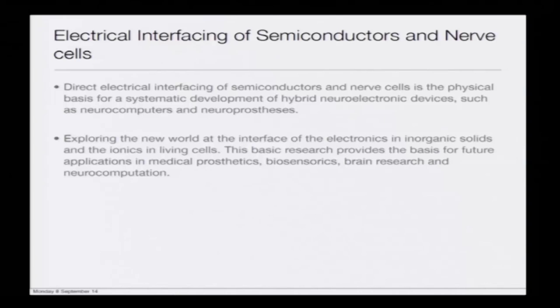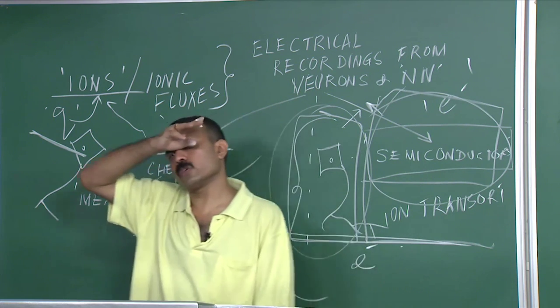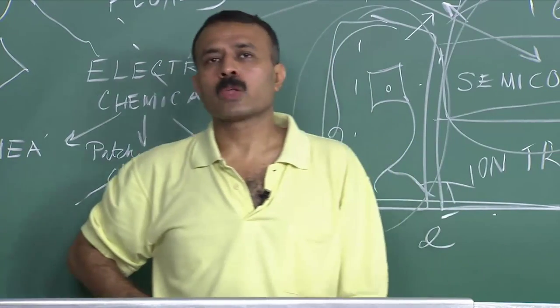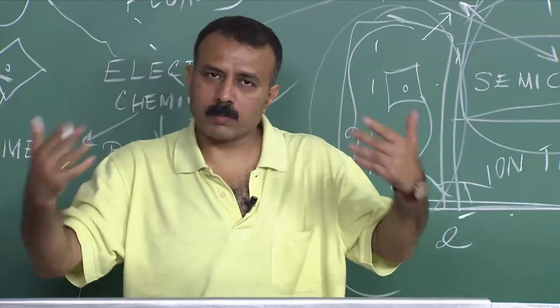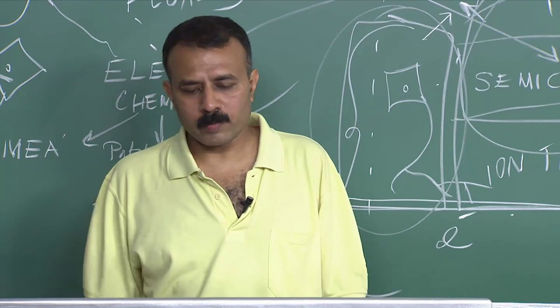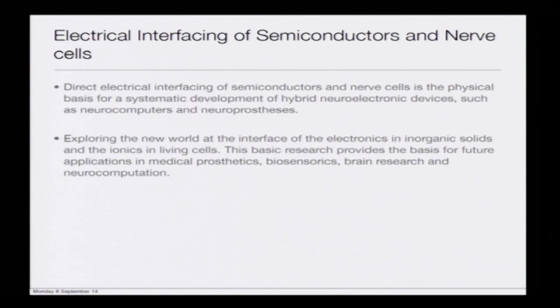Coming back to the slide, the basic research provides the basis for future application in medical prosthesis, biosensorics or biosensors, brain research and neuronal computation. Someday, the kind of algorithms followed by neurons in their computational ability, which you must have observed while we were discussing learning and memory, could be utilized for developing better electronic systems, memory storage devices, and so on. That is why I wanted to close this segment of animal electricity with this interfacing part, where a lot of research is going on all over the world.